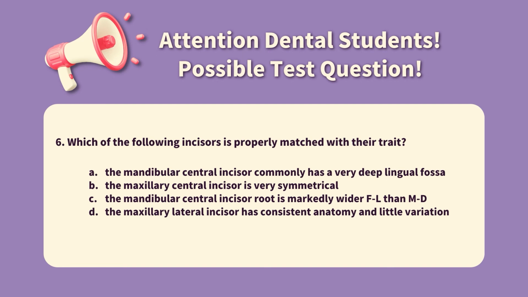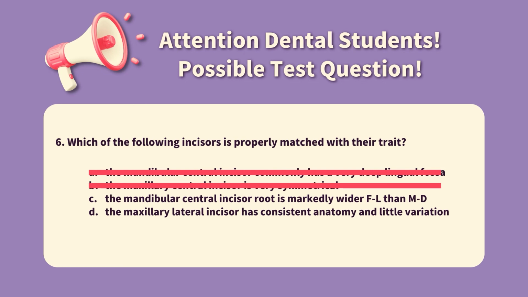Let's go through these answers together. The mandibular central incisor commonly has a very deep lingual fossa. Nope, it's not that one. The maxillary incisors tend to have deep fossa, while the mandibulars tend to have shallow and hard to distinguish fossas. The maxillary central incisor is very symmetrical. That is not correct. It's the mandibular central incisor that's symmetrical, the most symmetrical of all of the teeth.